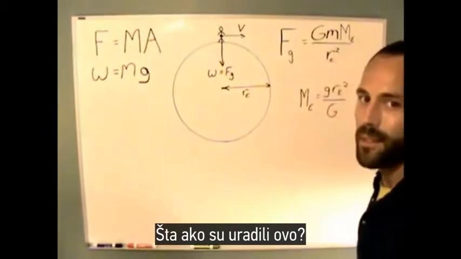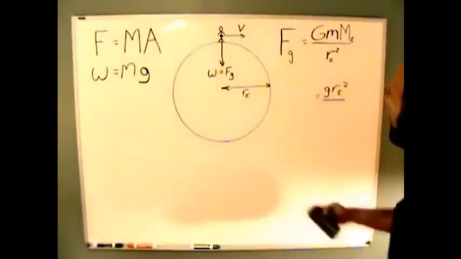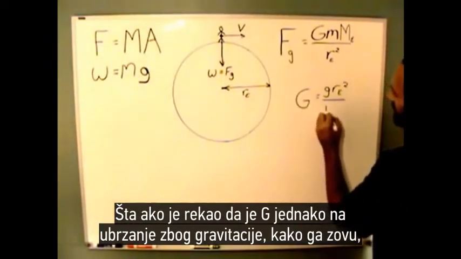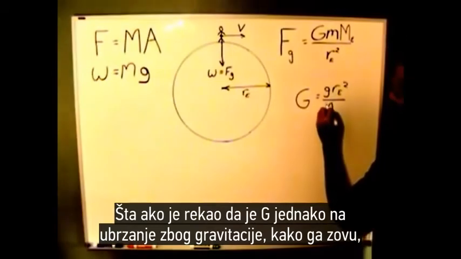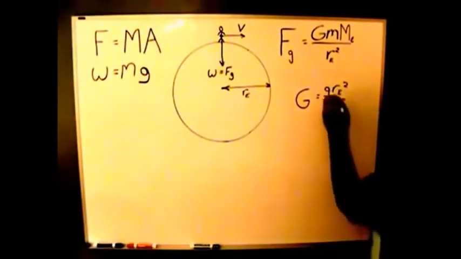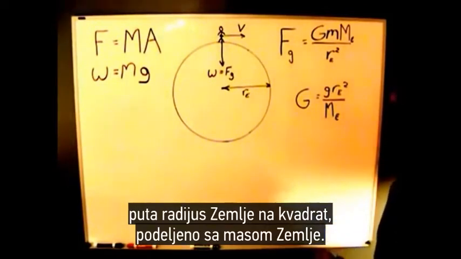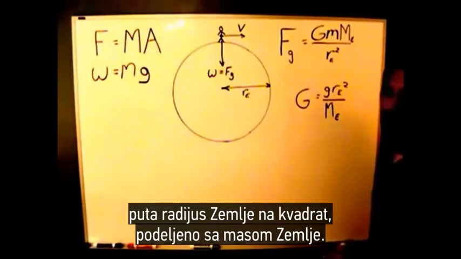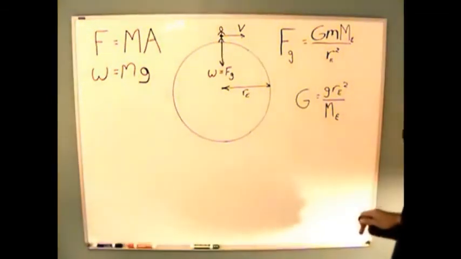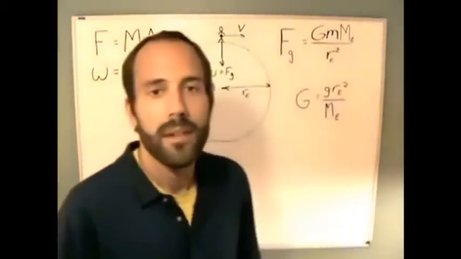What if they did this? Or if Cavendish did this? What if he said G is equal to the acceleration due to gravity, as he would have called it, times the radius of Earth squared, divided by the mass of Earth. Of course, he doesn't have the mass of Earth, right? Well, he does have the radius of Earth.